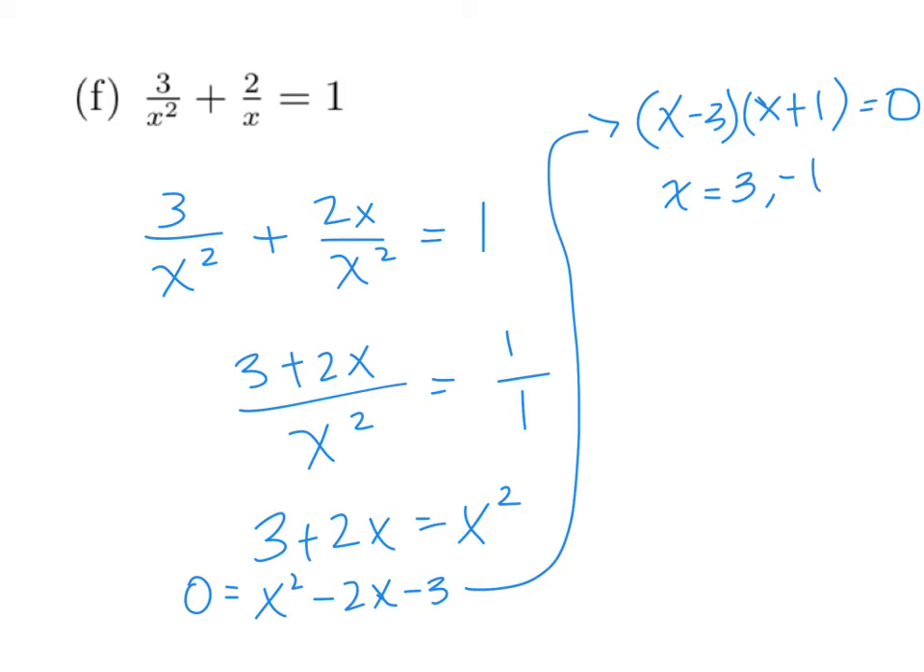Next, I need to check, do I need to exclude anything? Well, do either of these give me a denominator of 0? 3 squared is 9, 3 is 3, negative 1 squared is 1, negative 1 is negative 1. So neither will give me 0 in the denominator, so both of them are fine. So those are my solutions.